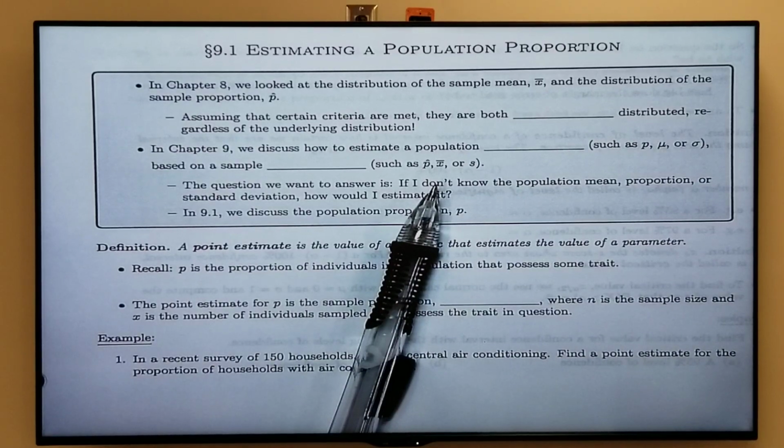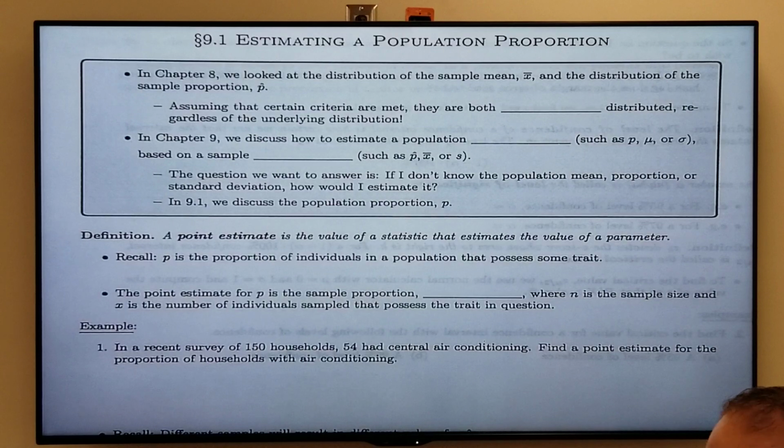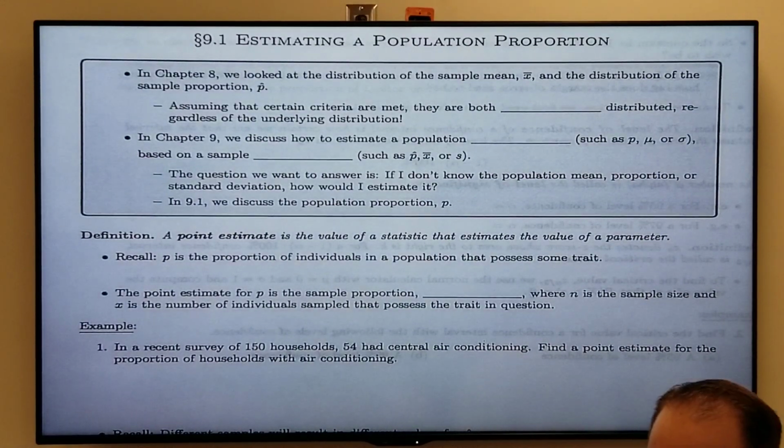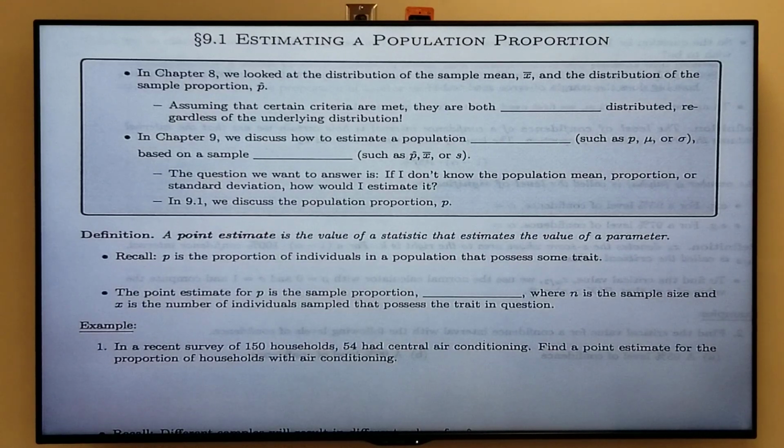All right, let's take a look at 9.1. In 9.1, we're going to talk about estimating a population proportion. In 8.2, we introduced the idea of the population proportion, the proportion or percentage of individuals with a certain characteristic. And today we want to talk about estimating it.